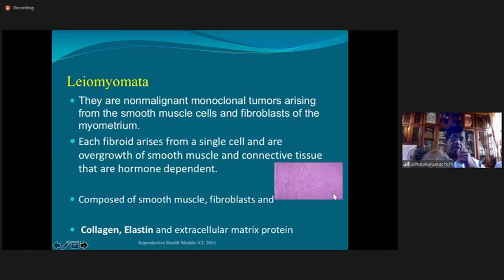So it's a benign tumor. It's not malignant. The fibroid generally arises from smooth muscle and fibroblasts, and it arises from a single cell. Then you have growth of this tumor, which is mainly composed of smooth muscle, fibroblasts, and other things like collagen and elastin. It's composed of many types of tissue.